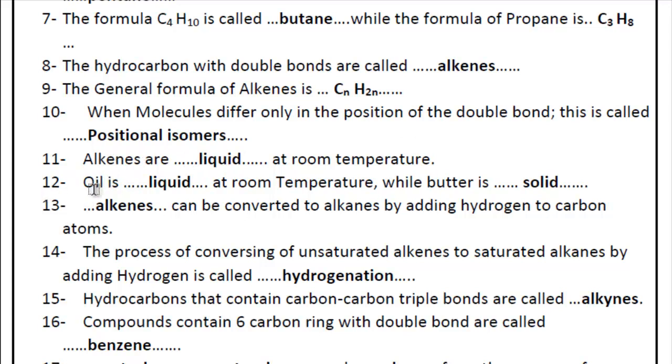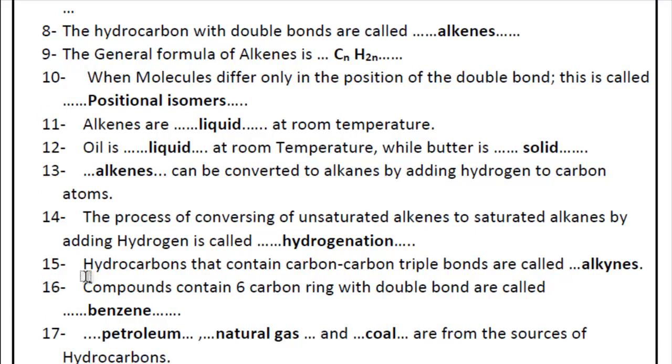And number 12, oil is liquid at room temperature because oil is alkenes, while butter is solid at room temperature because butter is alkane. Number 13, what can convert it to alkane by adding hydrogen to carbon atoms? This is the hydrogenation process, so the answer will be alkenes. And number 14, the definition of hydrogenation process: again, the process of converting unsaturated alkenes to saturated alkanes by adding hydrogen.